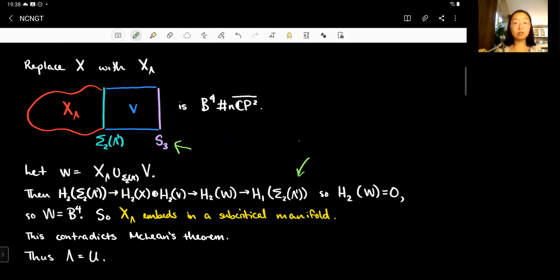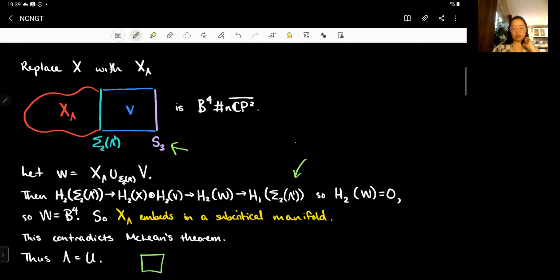So X lambda embeds in the four-ball, which is a subcritical manifold, and this contradicts Maclane's theorem. So lambda has to be the unknot. So we're done, I should draw a square. This proves the main theorem.